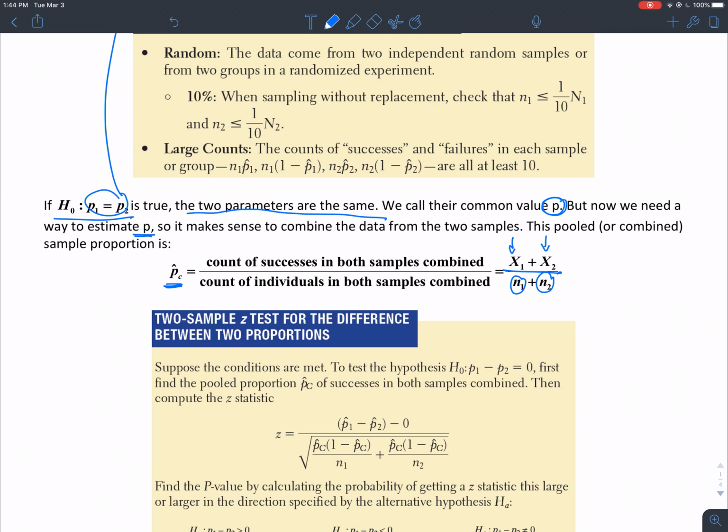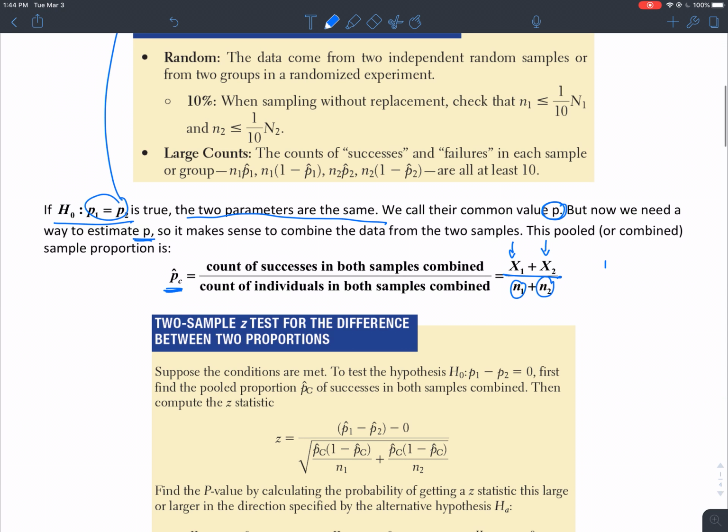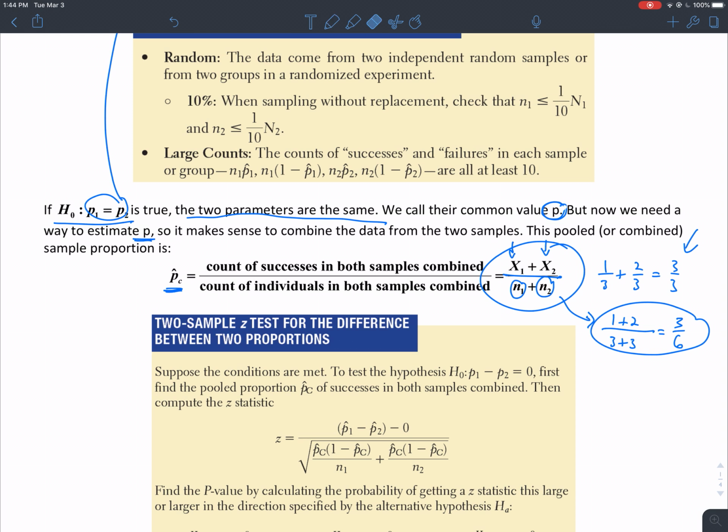Just remember, this is not normal fraction addition. Normal fraction addition works this way: when I have 1 over 3 plus 2 over 3, I get 3 over 3. That's normal fraction addition. That's not what this is saying. This is saying if I have 1 plus 2 over 3 plus 3, this would be 3 out of 6. So this is what we're talking about here, not normal fraction addition. Just remember that.